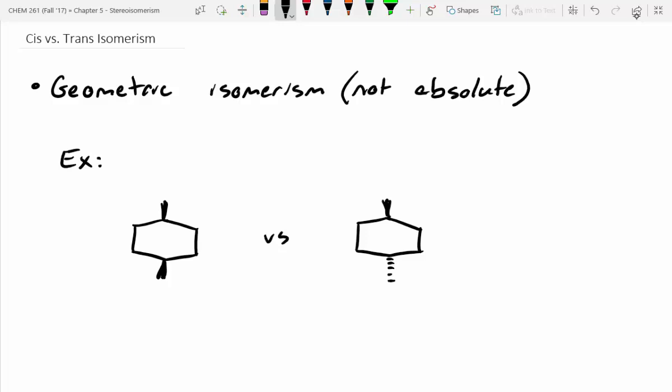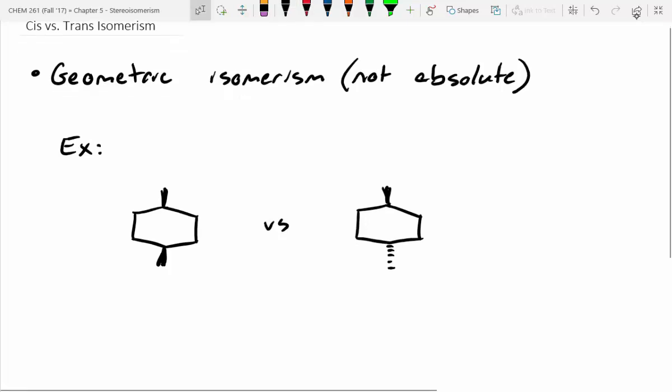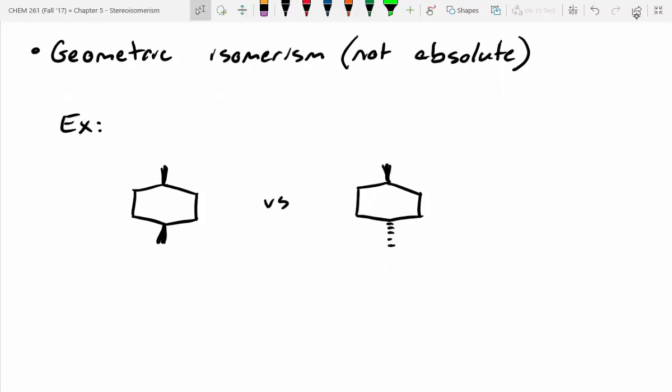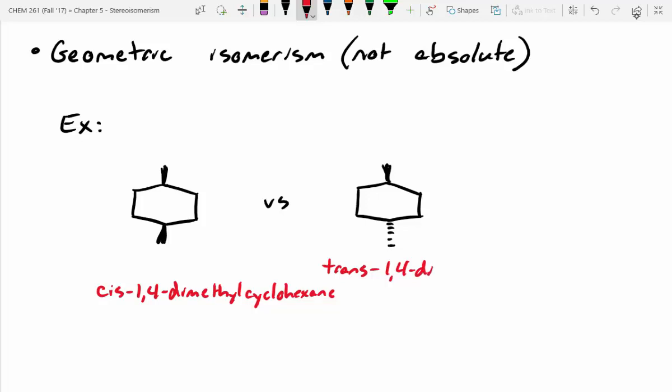Is the one on the left cis or trans? And what would its name be? Cis, right? Both methyl groups are coming off the same face. So this would be cis, 1,4, and then what? Yeah, dimethyl cyclohexane. One on the right would be trans, 1,4, dimethyl cyclohexane.